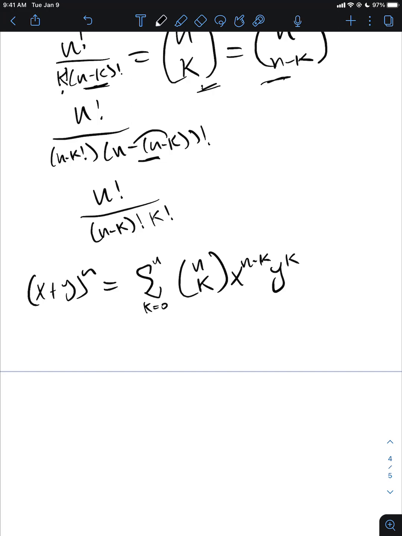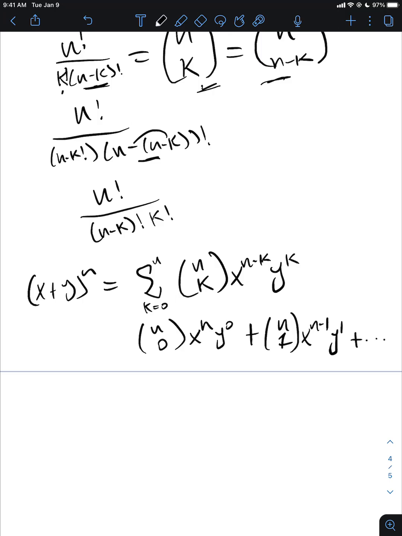Let's just start with something simple. So we would say, okay, n choose 0 times x to the n times y to the 0. And let's just write out the first two terms. n choose 1 times x to the n minus 1, y to the 1, plus etc.